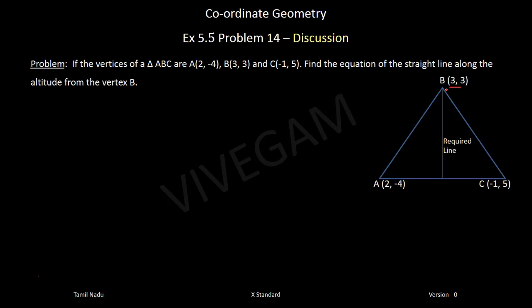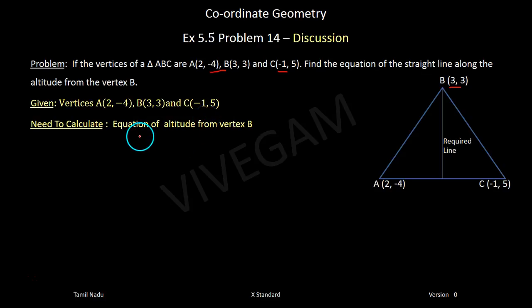Okay, now let's list out what is given. Three points are given: A (2, -4), B (3, 3) and C (-1, 5), the vertices of triangle ABC. We are asked to find the equation of the altitude from vertex B. What's the formula? Slope point form, y minus y1 equal to m into x minus x1. Actually you need one more formula, the slope of the line joining two points, m equal to y2 minus y1 divided by x2 minus x1. It will be there in the steps.